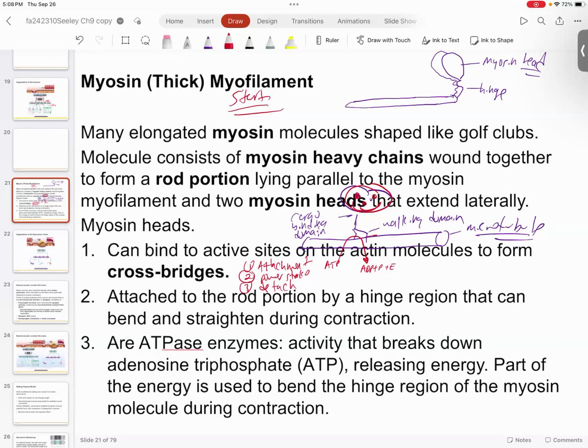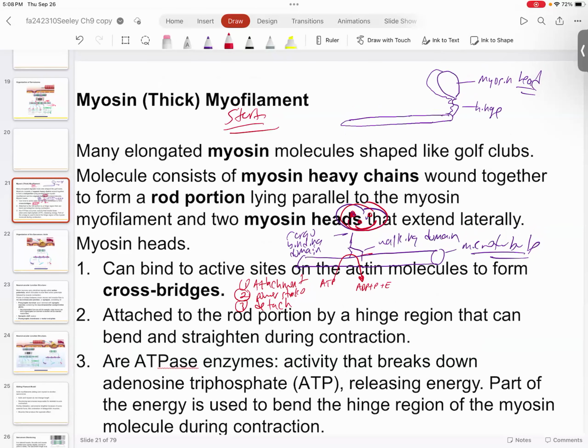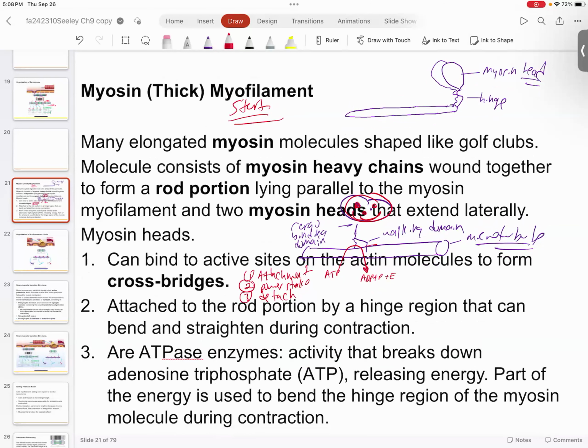So these are basically motor proteins. In terms of a motor protein, what would be similar to the walking domain, that is the part that attaches, pulls, and then detaches, is going to be the head group. So this is like the walking domain. The rod is similar to the cargo binding domain.